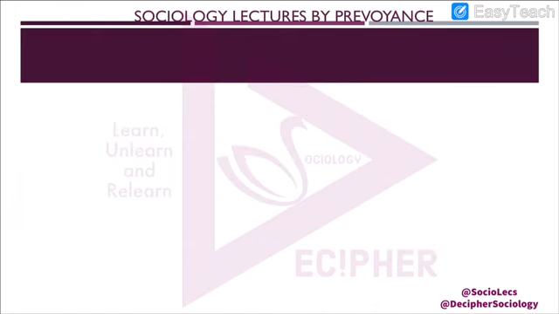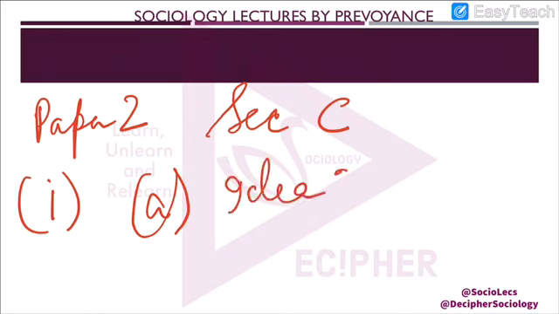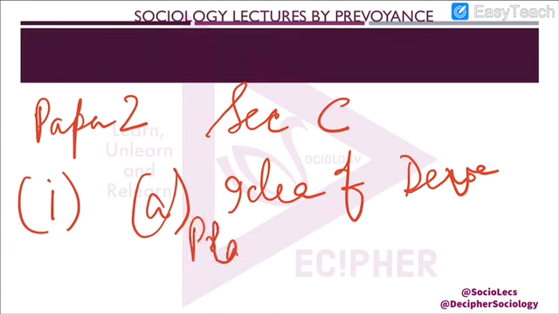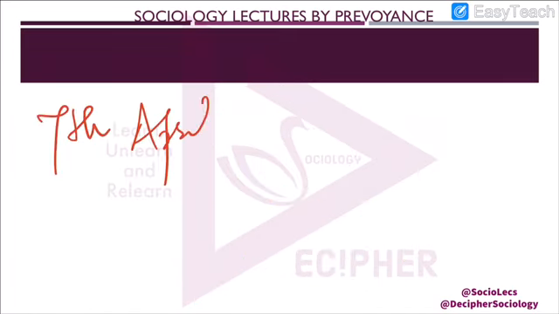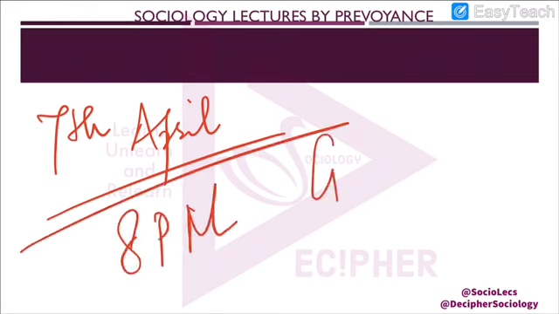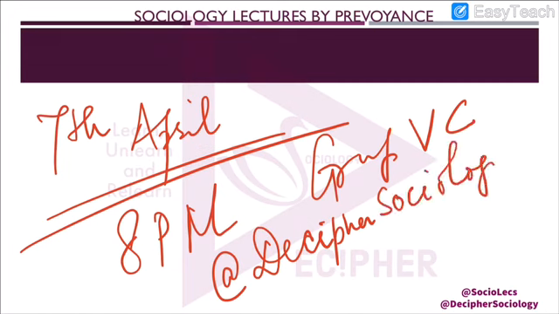So when we discuss paper 2, section C, 1A, which is idea of development planning and mixed economy, I would like each one of you who is going to participate to be prepared. The discussion will be on 7th of April at 8 p.m. on group voice chat, on Decipher Sociology. It should not be a one-way interaction. I would like the members to participate and not merely be spectators or hearers. So please be prepared. Go through this video again if you have not understood, go through the syllabus and your study material. All the best. Happy learning.